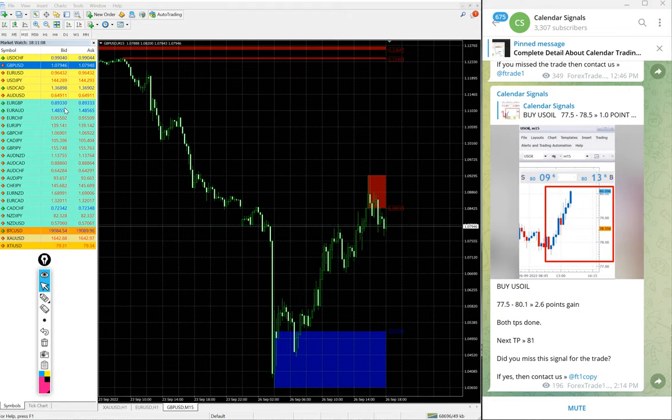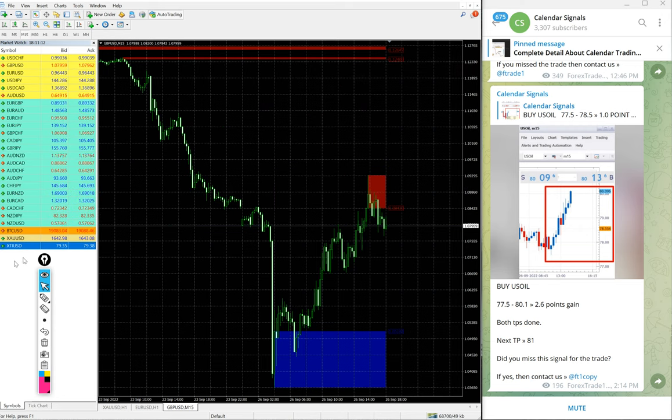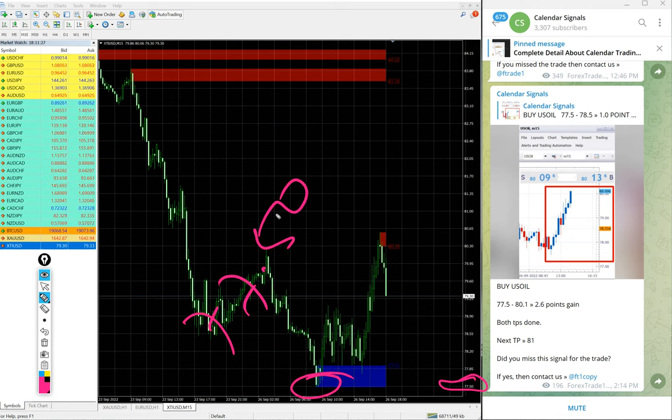So first we will see the performance of USOIL, XTIUSD. In some brokers it is USOIL, and in some brokers the name given is XTIUSD. The oil precise entry is 77.5, and high traded 80.6.